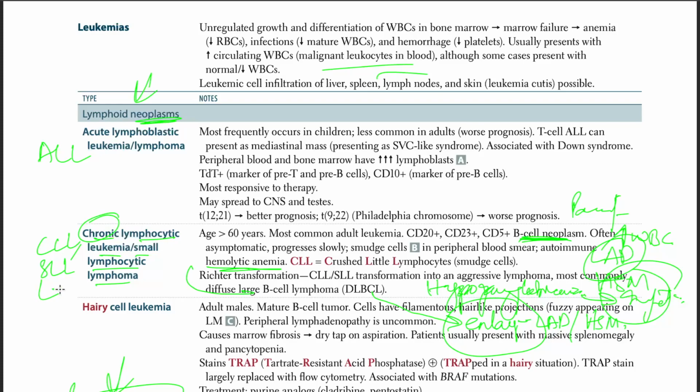Why did this happen? It happened because of an overexpression of BCL2. So what's the treatment? The treatment is to inhibit that BCL2. What's that drug? That is called venetoclax. Venetoclax inhibits the BCL2, and that's the treatment. Alright, moving on with hairy cell leukemia.